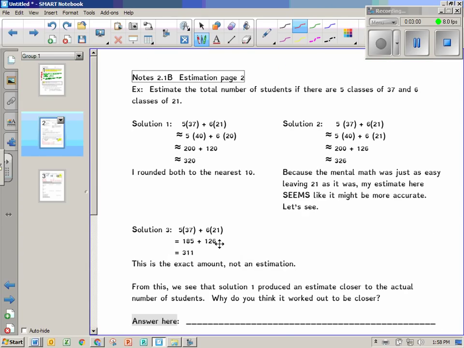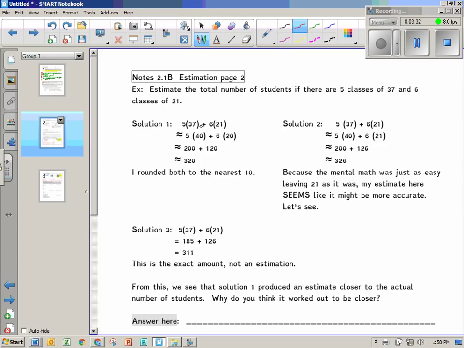So I've got another example here, and on this example, we're estimating a total number of students if there's 5 classes of 37, and then 6 classes of 21. So I'm using a notation here you may or may not be familiar with.